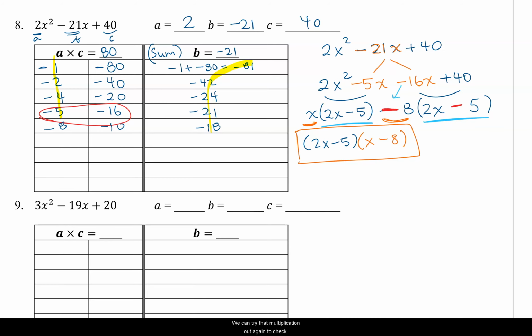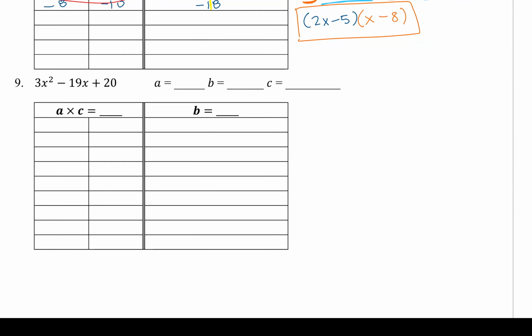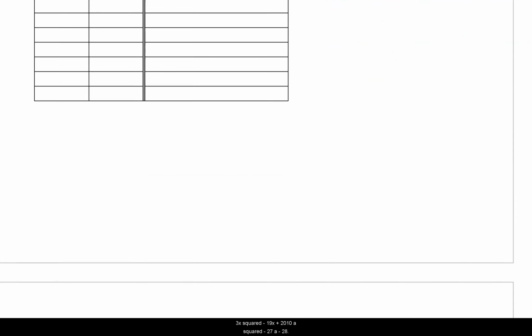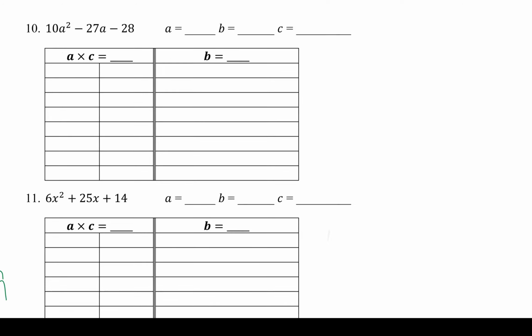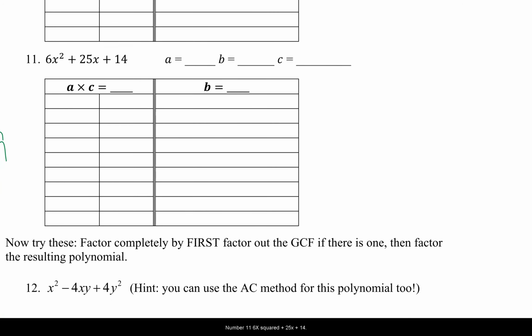We can try that multiplication out again to check. I will leave that for you to try on your own. There are a couple more examples in here. 3x squared minus 19x plus 20. 10a squared minus 27a minus 28ax. No different. We're just using a different variable here for the unknown. And number 11, 6x squared plus 25x plus 14.